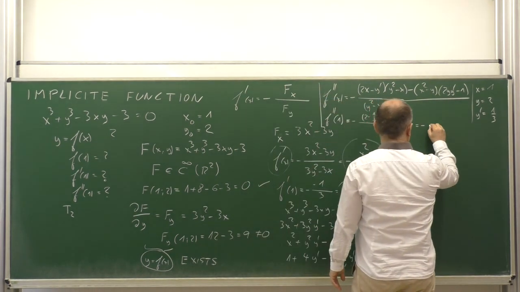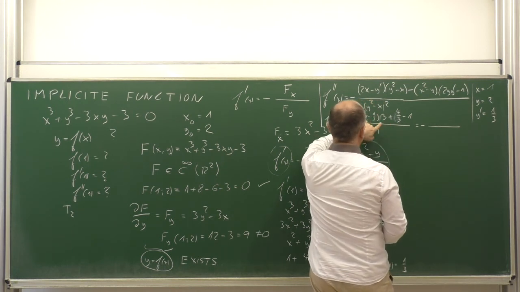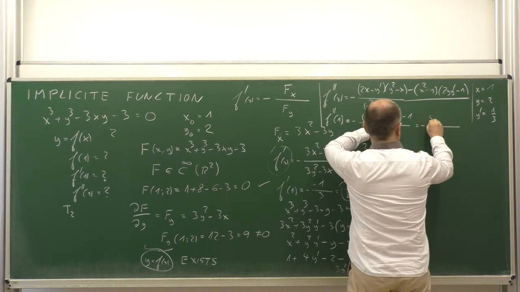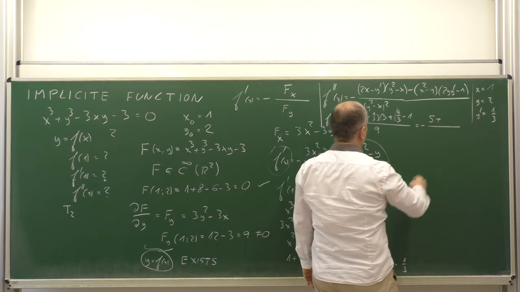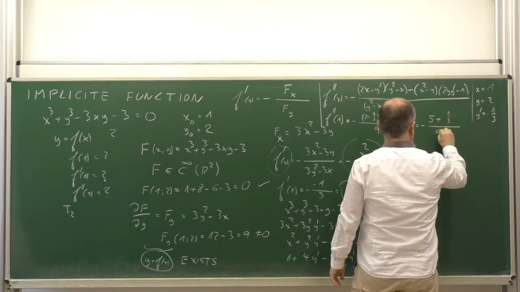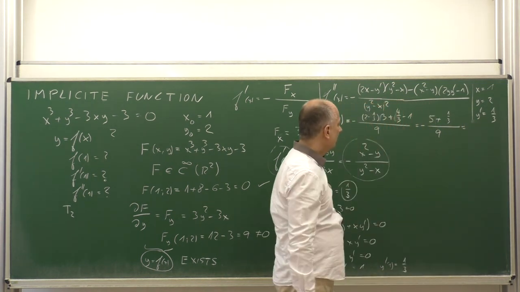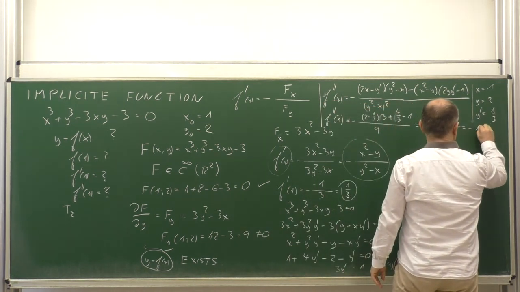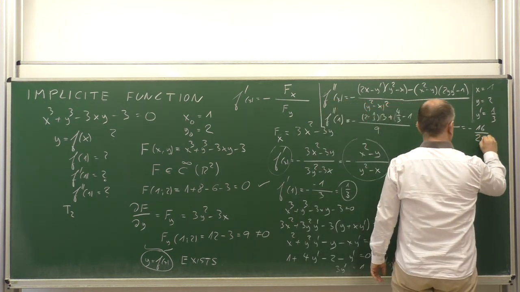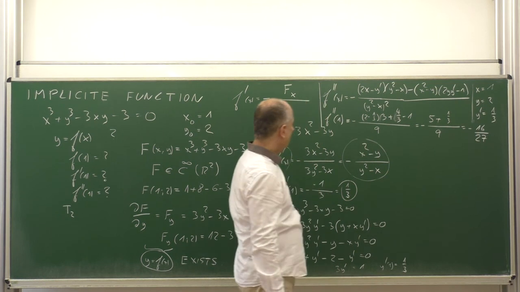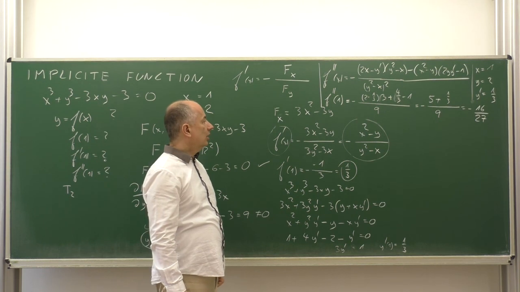So we have minus fraction, and here we have 5 plus 1/3 divided by 9, which is minus 16 divided by 27. So this is the second derivative of the function small f at the point 1.